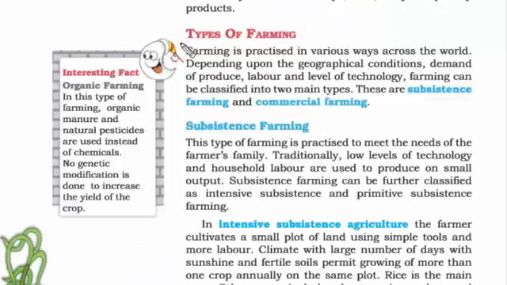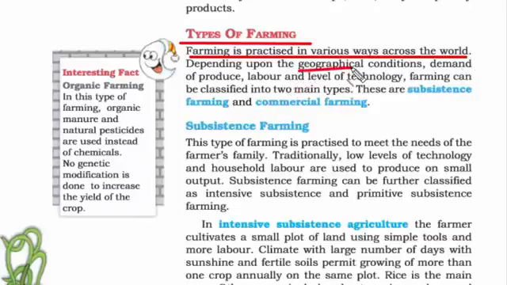Now we are going to read about the types of farming. The world is big, therefore farming is practiced in different ways. People have different ways of producing things. And the reason is geographical conditions, that is whether it's a hot place or a cold place. Then it is also because of the demand for produce, which means population. If a country has more population, its demand will be more compared to countries which have less population. And then labor. Because not everything can be done by machines, we also need physical labor.